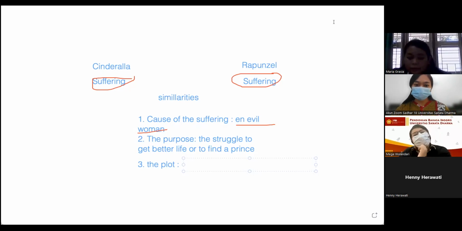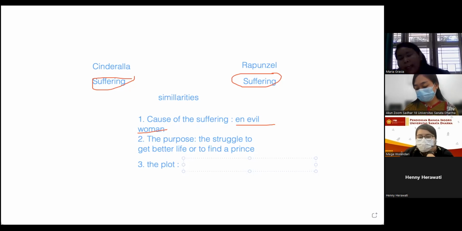Rapunzel is a young girl of exquisite beauty who has been impersonated from birth by a cruel witch.